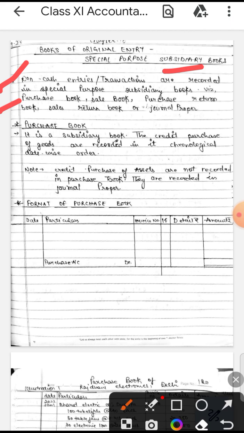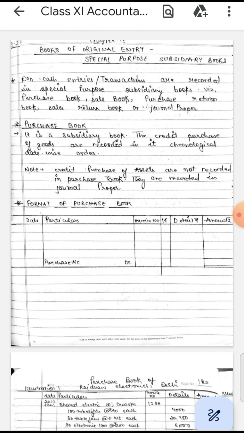Firstly, we are going to understand the meaning of purchase book. Purchase book is a subsidiary book and credit purchase of goods are recorded in it in a date wise order. But the credit purchase of assets are not recorded because they are recorded in general proper. So credit purchase transactions of goods are recorded in purchase books.